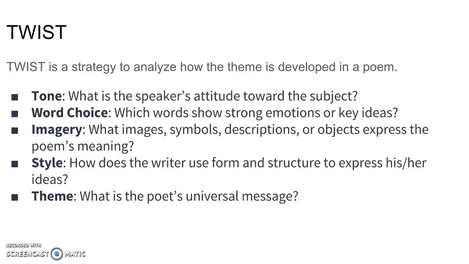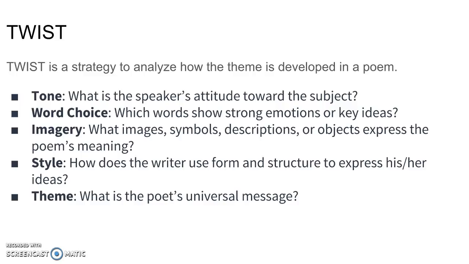somehow express meaning. There's also style. I want you to think, how does the writer use form and structure to express his or her ideas? You might look at the number of lines in the poem, the number of stanzas, how the lines break, or even the important punctuation. How do those contribute to the meaning? The first 4 parts of TWIST, tone, word choice, imagery, and style, will give you information and possible evidence to figure out the last part of TWIST. That's the theme. Thinking about what is the poet's universal message.